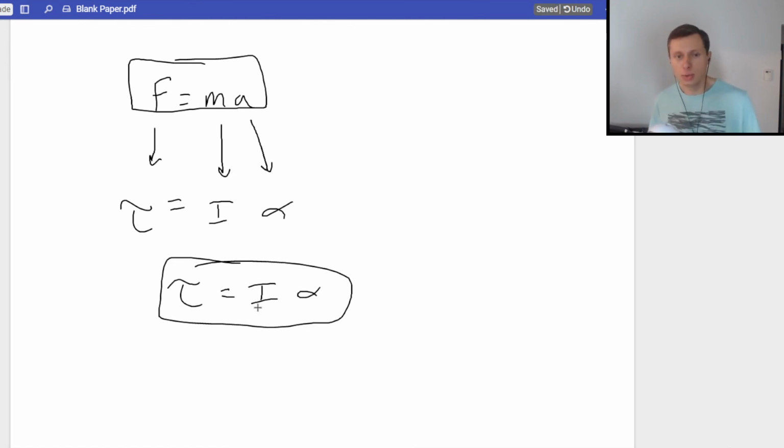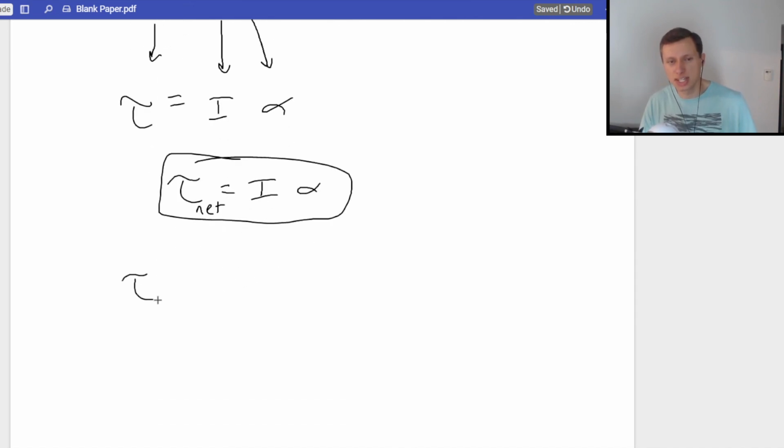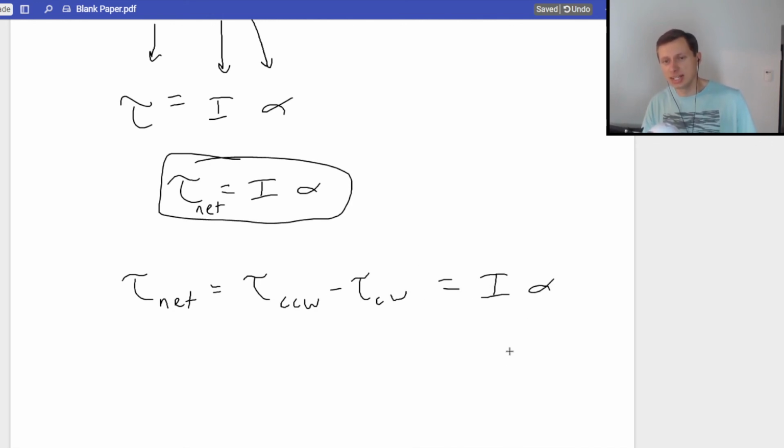And another thing to note, this is not just F, in the same way this is not just torque. This is the net torque. Why is that important? Well, we're going to be combining 2 things now. Remember earlier when I said net torque is equal to all the torques going counterclockwise minus the torques going clockwise? Yeah, now we're going to set that equal to I times alpha.